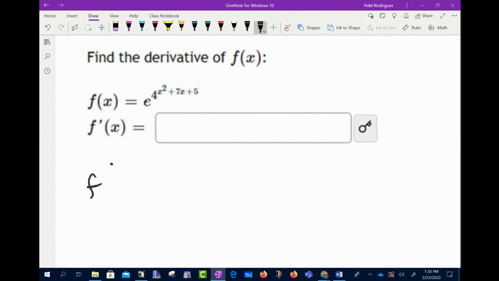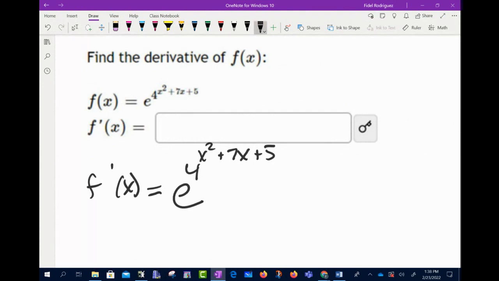Okay, so we're going to take the derivative. When we take the derivative, it's going to be the same thing. It's going to be e to the power 4 to the power x squared plus 7x plus 5. And we've got to take the derivative of the power.